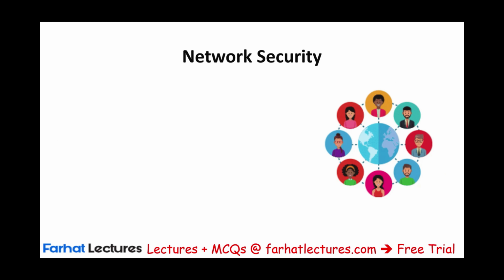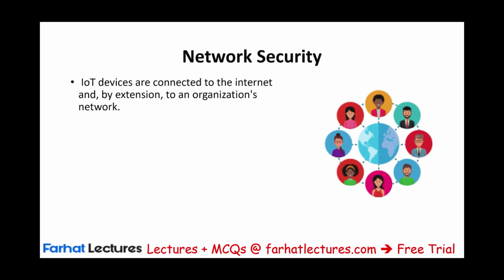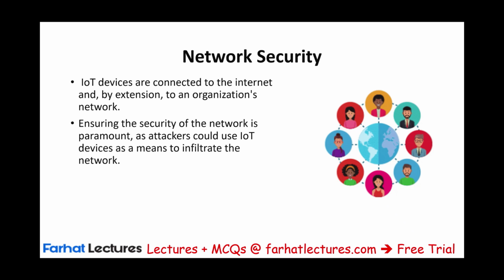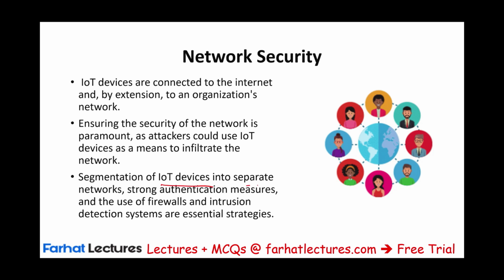Network security. Well, obviously those Internet of Things devices are connected to the internet and by extension to the organization network. Now, ensuring the security of the network is important because attackers would use those Internet of Things devices as a means to infiltrate the network. Now, what could be a good mitigation here is the segmentation of the IoT devices into a separate network. In other words, if somebody has access to one part of the IoT device, they don't have access to all the network, only to a particular place in the network. You want strong authentication measures and the use of firewall and intrusion detection system when it comes to protecting your network.